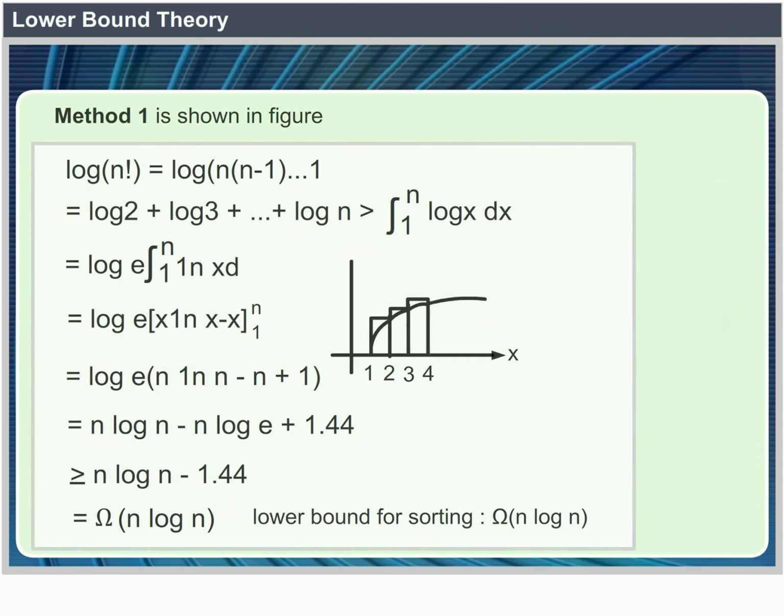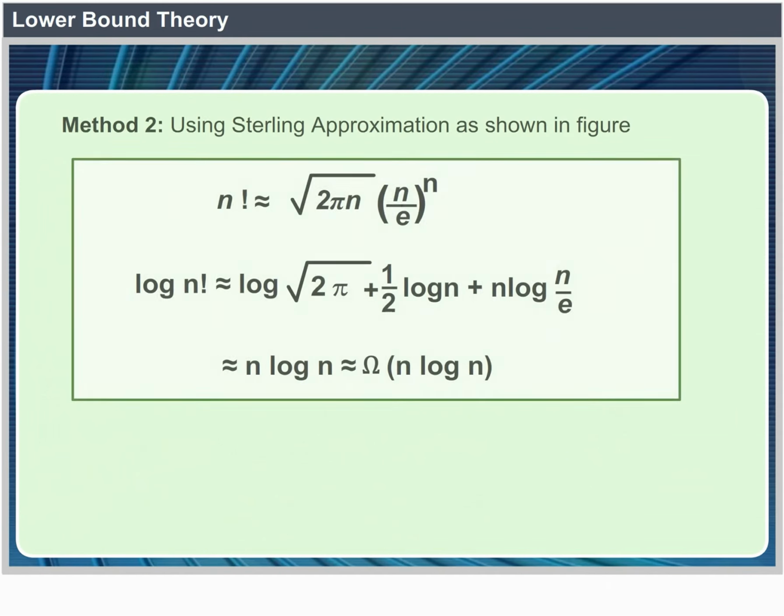Method 1 is shown in the figure below. Lower bound for sorting: big omega of n log n. Method 2 uses the Stirling approximation, as shown in the figure below.